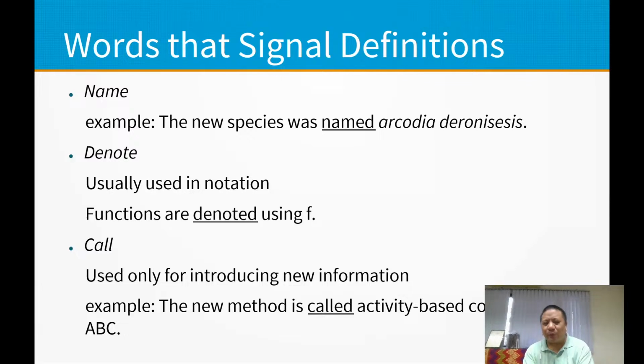You can also use the word call to signal definition. Now, call is used only for introducing new information. For example, the new method is called activity-based costing or ABC. So notice that the words name, denote, or call could be used to signal definitions. And definitions could serve as the first sentence in a general to specific text, a sentence that introduces a general to specific text.